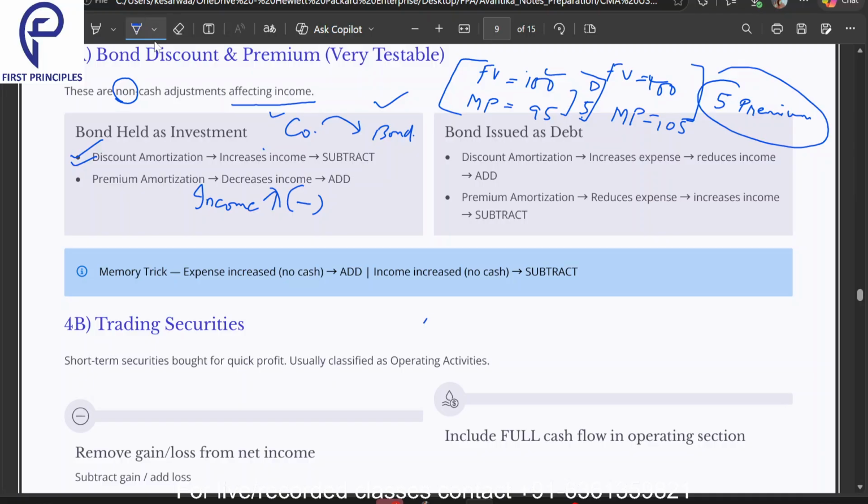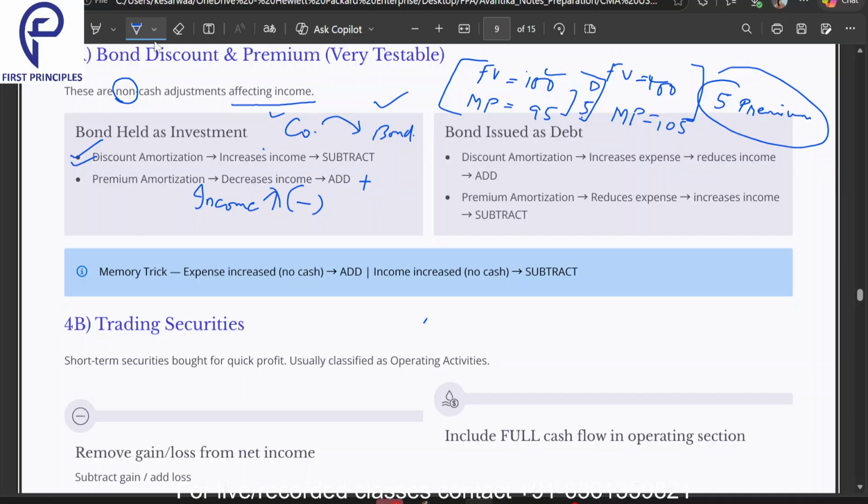Now coming to the premium amortization. What happens in the premium amortization? Company bond bought at a premium, and every year the premium reduces. Interest income will become smaller, so income will decrease, but is the actual cash decreasing? No, only the accounting impact is there. So net income is becoming smaller, but to reach the actual cash we need to increase it back. Therefore we are adding it back.